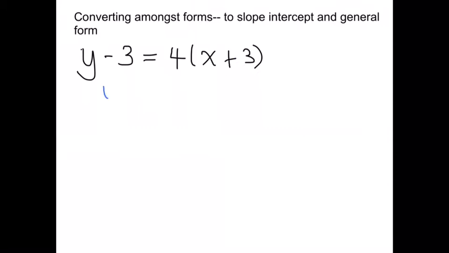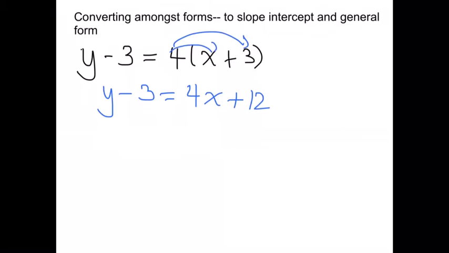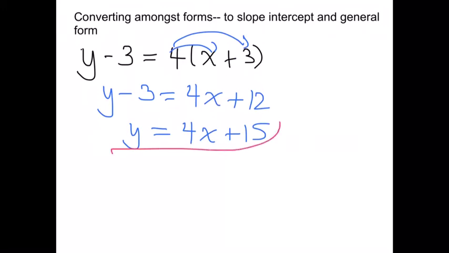So we could do y minus 3 equals 4x plus 12. Don't forget to distribute to both terms. Now, I think it almost is in slope-intercept form, so I'm just going to add 3 to both sides, and I'm going to get 4x plus 15. So now, I have it in slope-intercept form. Slope is 4, y-intercept is 15.